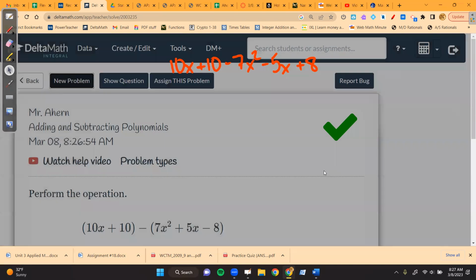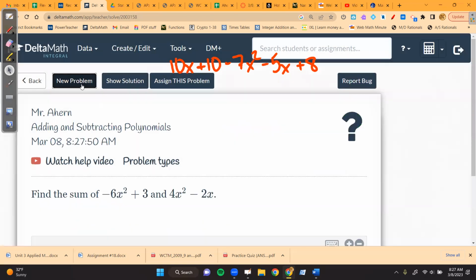So any questions on plus and minus? It'll say find the sum. It'll also say subtract. Can you guys write this out for me as a problem? Very good.